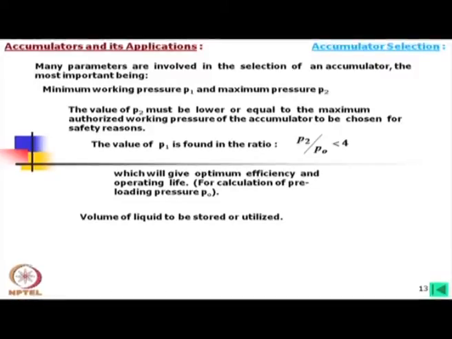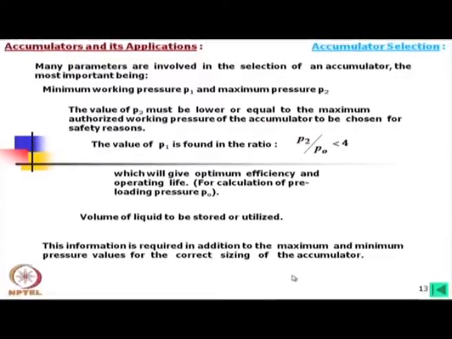The volume of liquid to be stored or utilized, that we have to consider. We are looking into accumulator selection. First of all, we will look into the pressures, then the volume of liquid to be stored or utilized. That means, what may be the shortfall of volume in the process. Accordingly, we have to select the accumulator size. Sometimes we may find that one accumulator may not be sufficient, and we have to go for one more accumulator. Okay. This information is required in addition to the maximum and minimum pressure values for correct sizing of the accumulator.